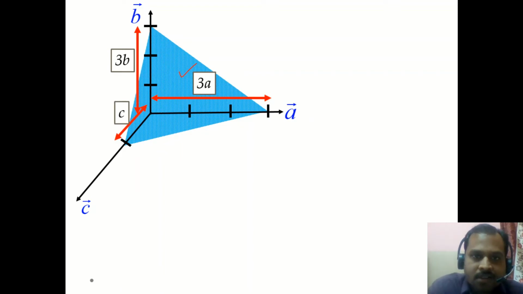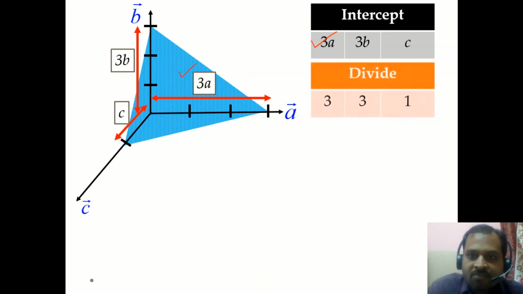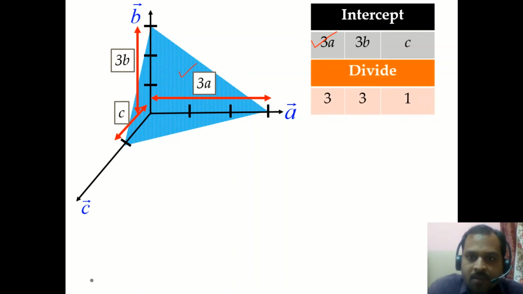So the first step is to find out the intercept of this plane with respect to the A, B and C axis and write it like this. Then you have to divide it by the corresponding lattice parameter. So in this case, 3A has to be divided by A, 3B by B and C by C. So we will get the values 3, 3 and 1 if you divide it by the corresponding lattice parameters. Next step is to take the reciprocal of these three numbers.